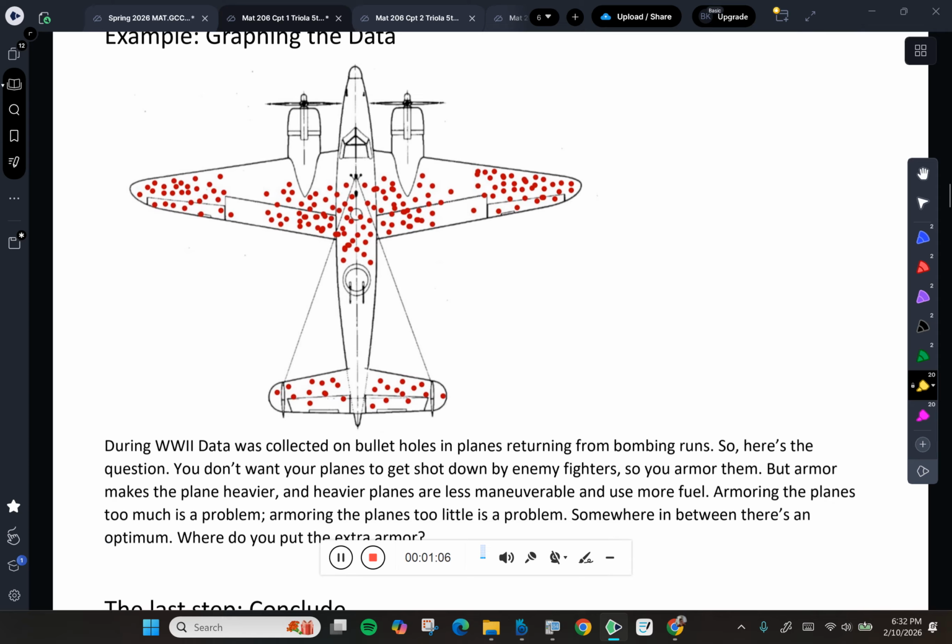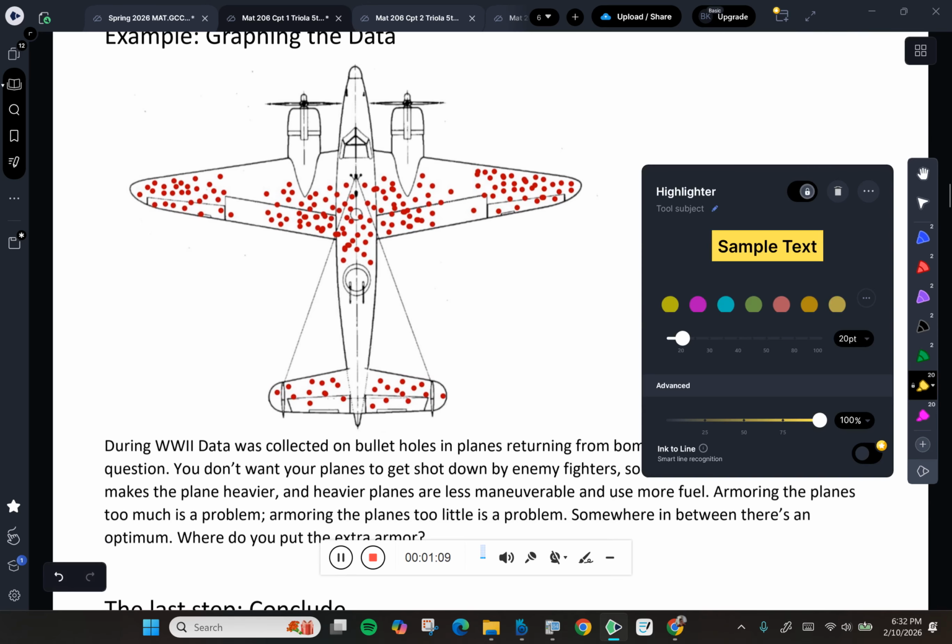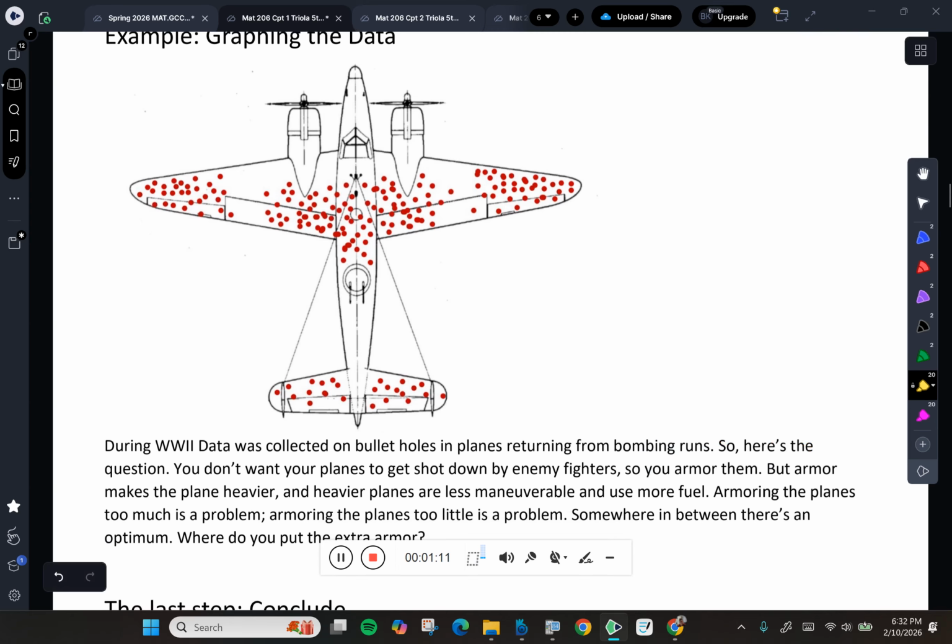So they gathered data about the bullet holes. They collected the data about the bullet holes in the planes, and then they graphed it on this kind of overlay of the picture. The challenge being that while you want to armor the planes, you don't want the planes to get too heavy because heavier planes are less maneuverable, they use more fuel, they can carry less bombs, that sort of thing, right? So where do you put the armor?